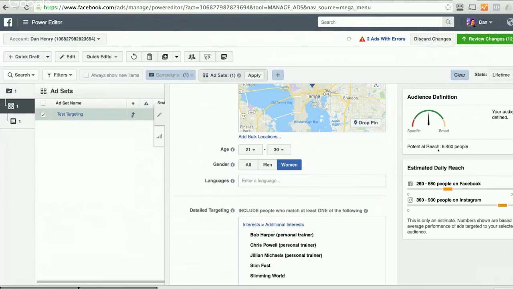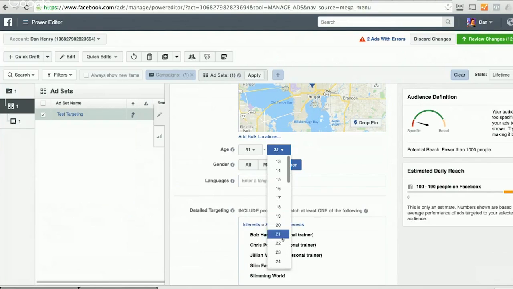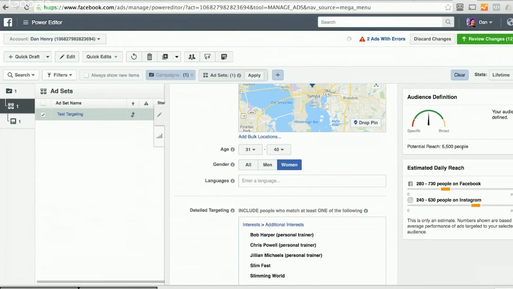All right, so 6,400 people that are female, 21 to 30, and then I can go 31 to 40, and I get 5,500 people. And this is enough. I mean, this is enough to work with. Look at this. Boom. Right in the middle. So this is definitely enough to work with, especially for local.